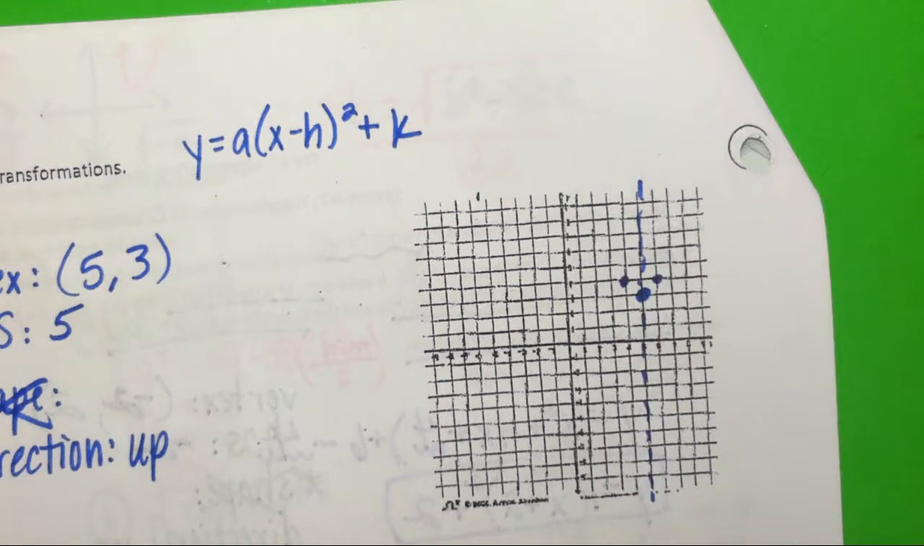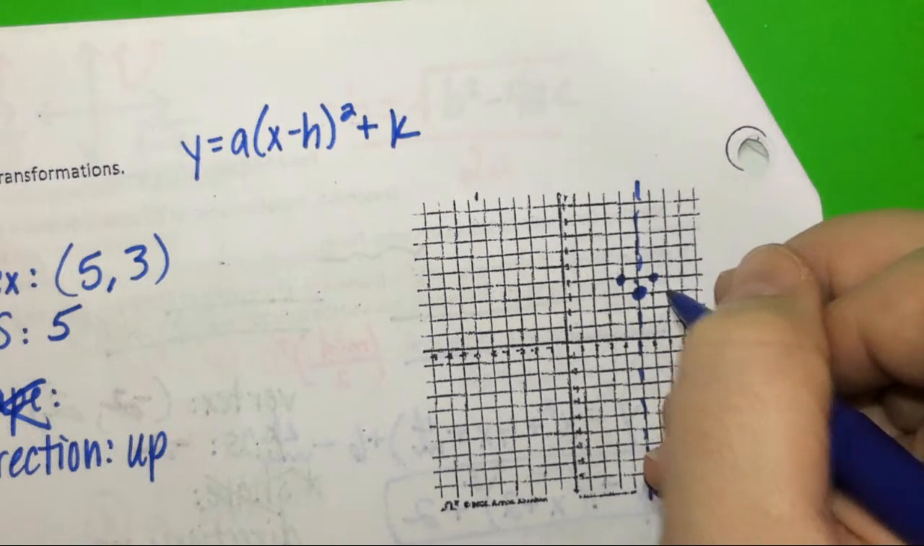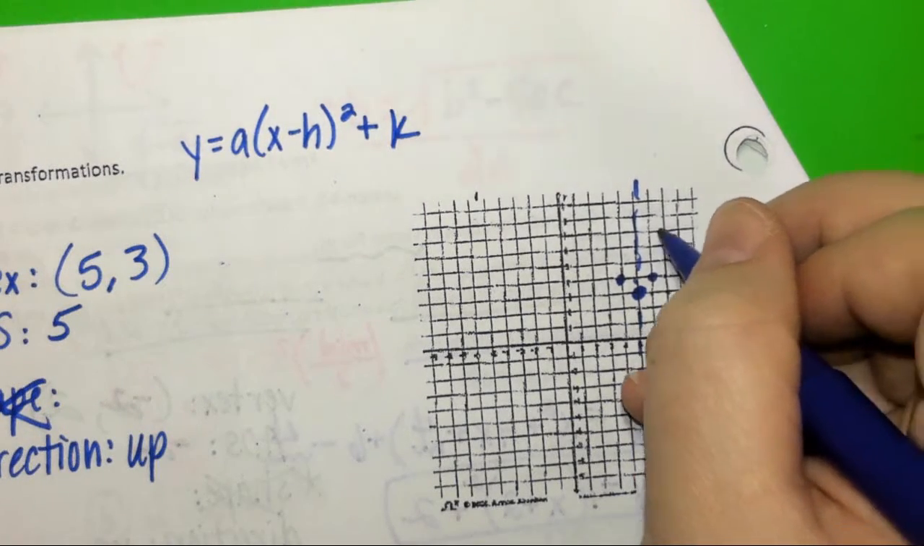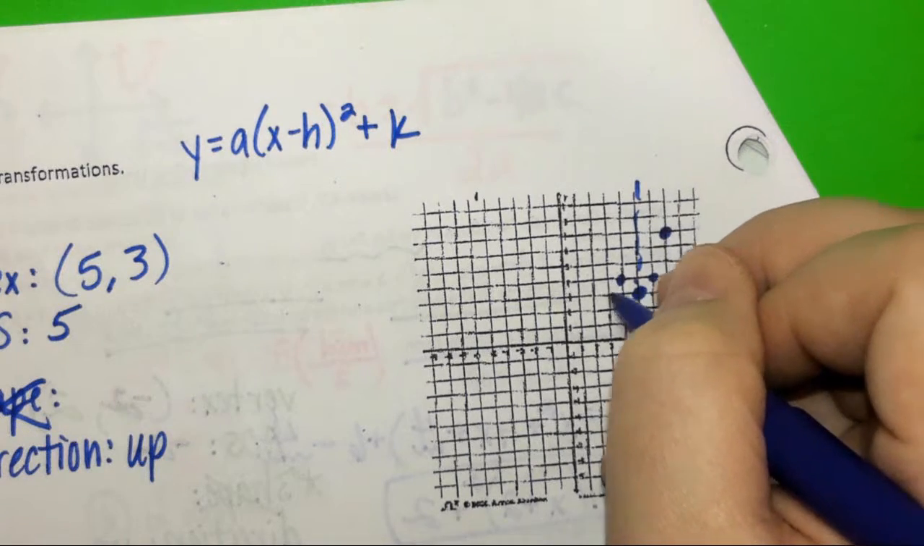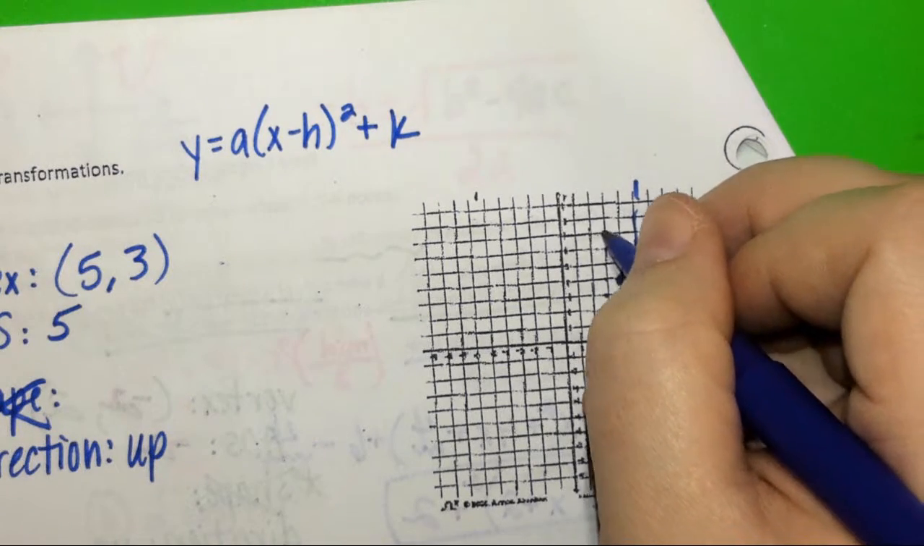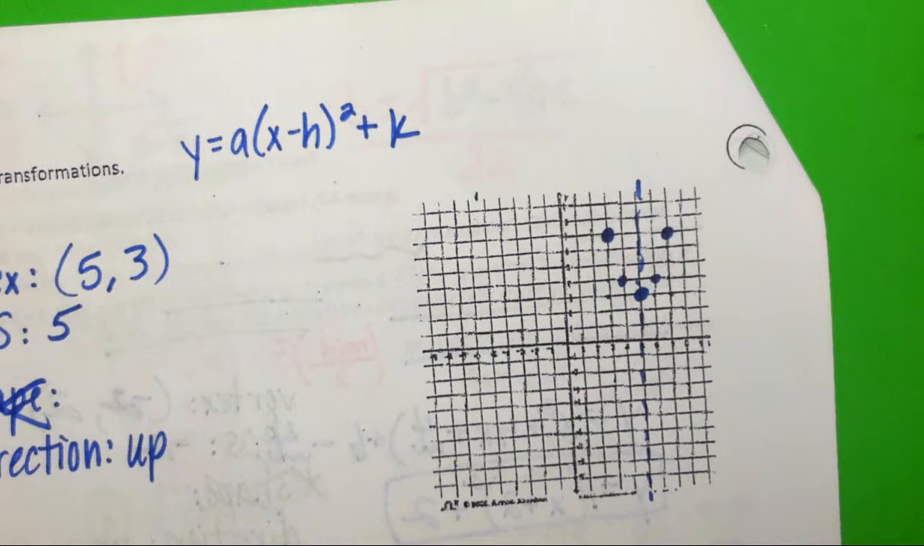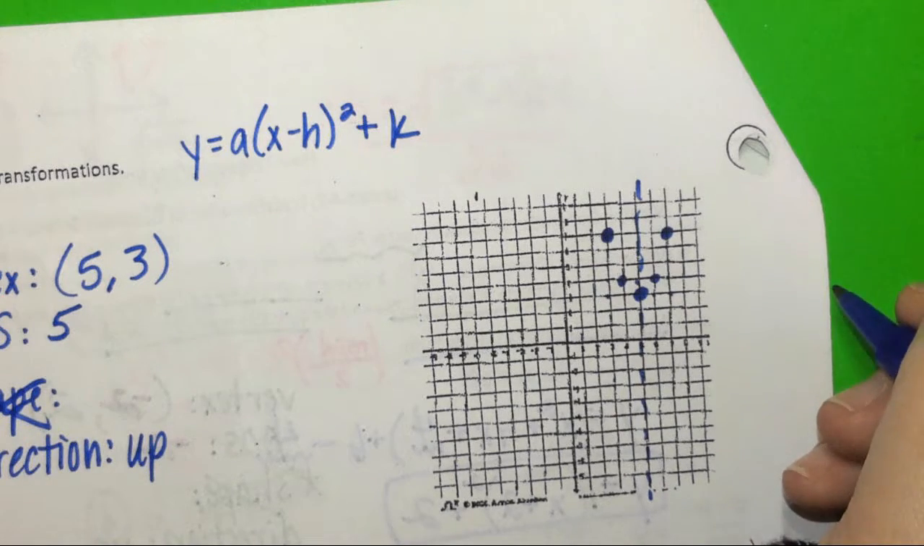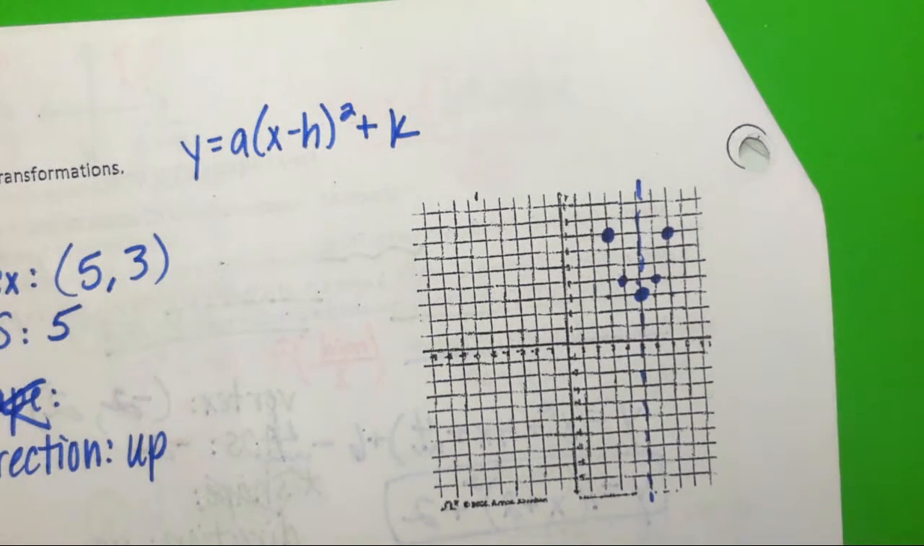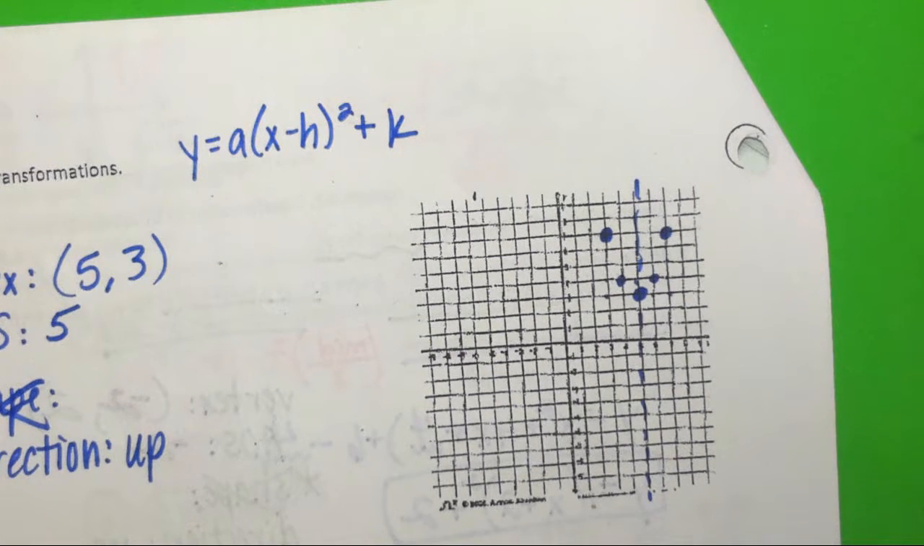And since it's a parabola, it's symmetric, so I do it on both sides. I know that 2 squared is 4, so over 2 up 4. Over 2 up 1, 2, 3, 4. And if I had room, I would go over 3 and then up 9, because 3 squared is 9. Over 4 up 16, because 4 squared is 16. I can literally count it and graph it like that.